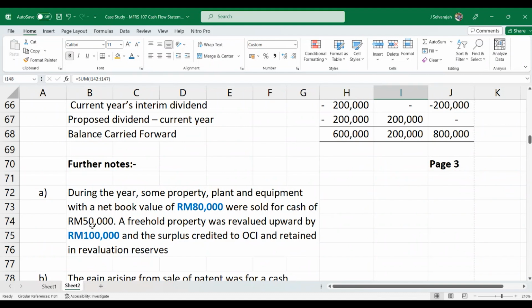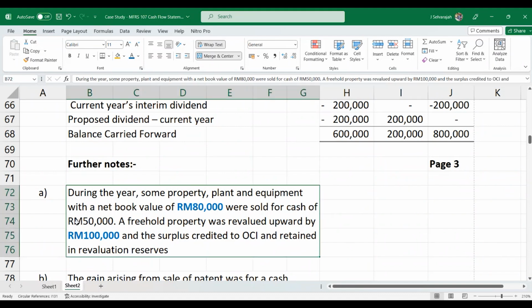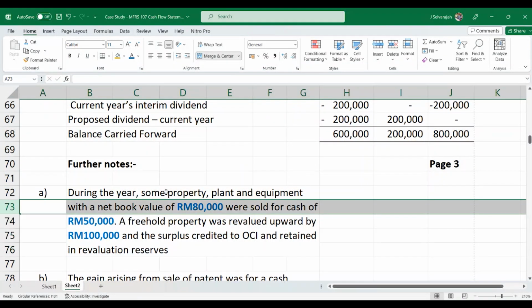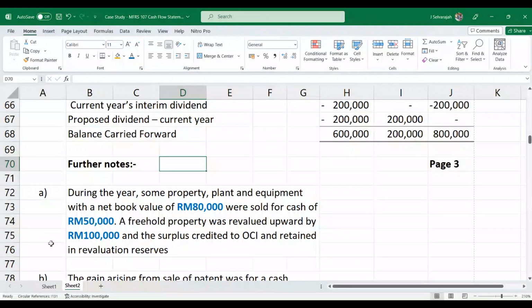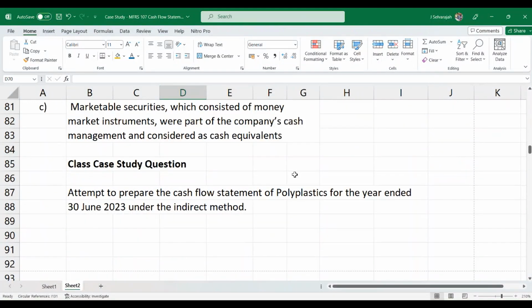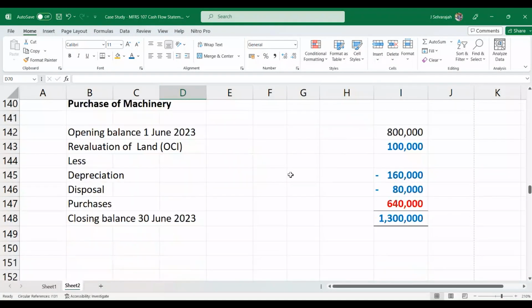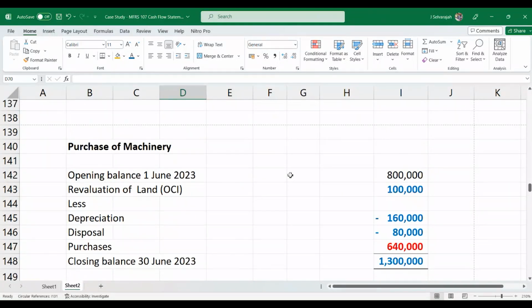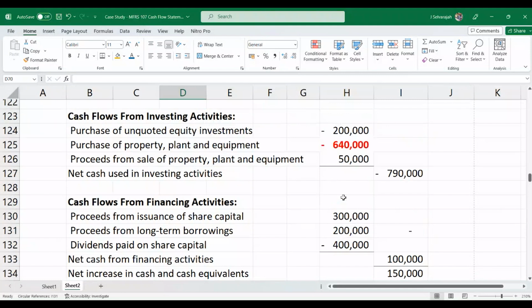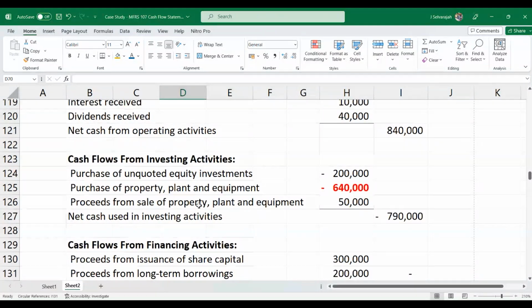Here we are. This one I didn't highlight it. That's a problem. So when you want to do a training, this has to be highlighted. All right, so this amount, the net book value sold for cash, PPE for 50,000. So that's the proceed that comes in. So it will come into the proceeds at 50,000. This is where we put proceeds from the sale of property, plant, equipment, 50,000.